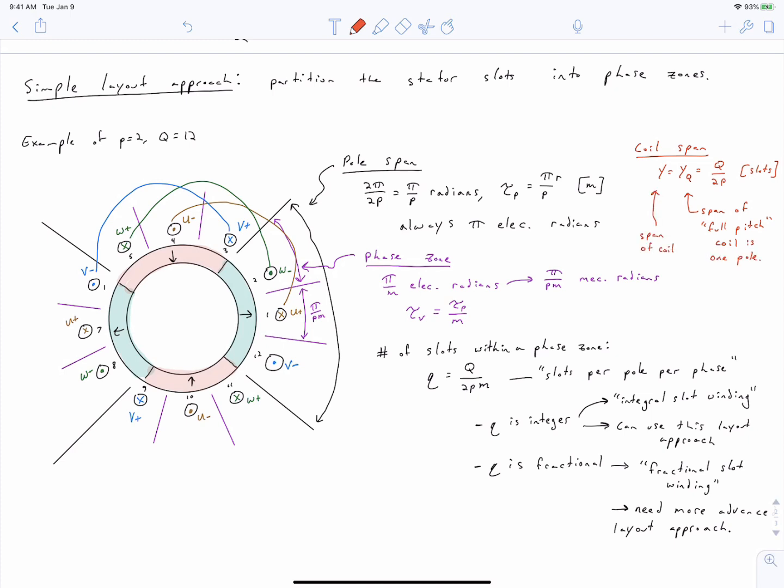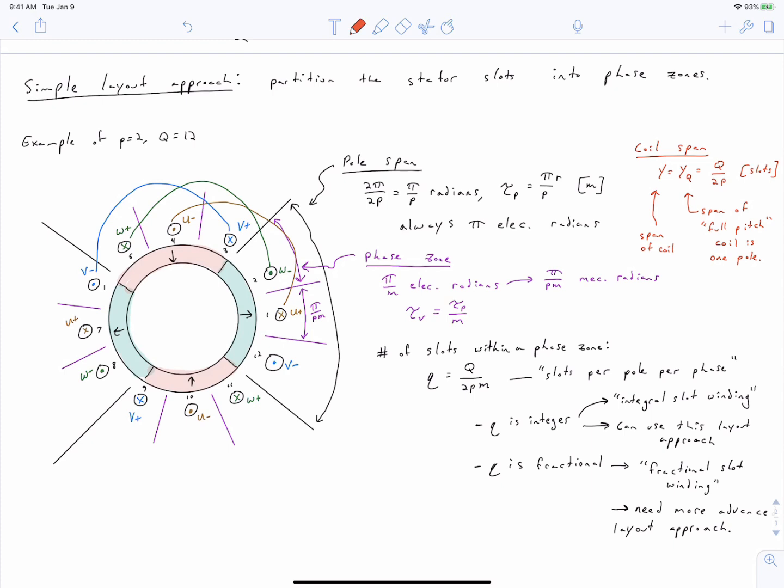So we say that the span of each coil is a value of y, and the span of a full pitch coil is a value of yq. And for this winding layout technique that we've just developed, y is always equal to yq, which means that our winding is always going to have coils that are full pitch. And the pitch length, or the span of that coil, is going to be our number of slots divided by our number of poles. And the number of poles is 2 times p.